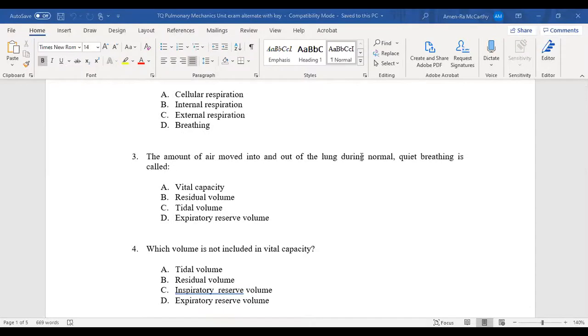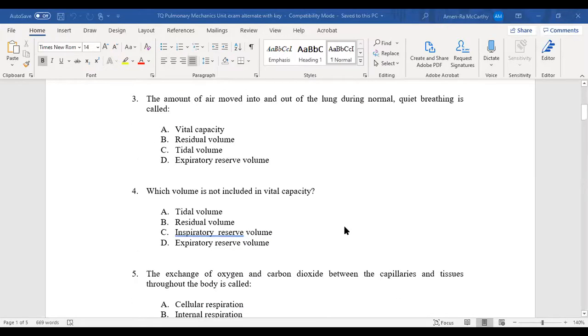Number 3, the amount of air moved in and out of the lungs during normal, quiet breathing is called what? Good, Miss Scott. Good, Miss Thomas. Look at it again, Miss Tabor. Miss Rose, look at it again. Good, Kayla. The amount of air. Look at the question, guys. The amount of air moved in and out of the lungs during normal, quiet breathing. That is tidal volume.